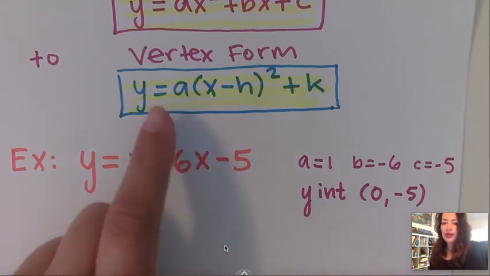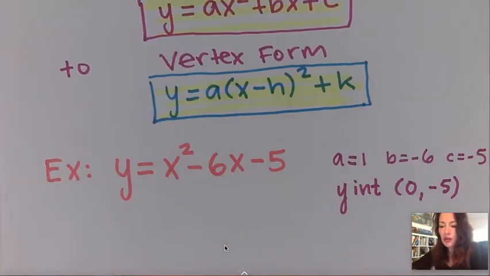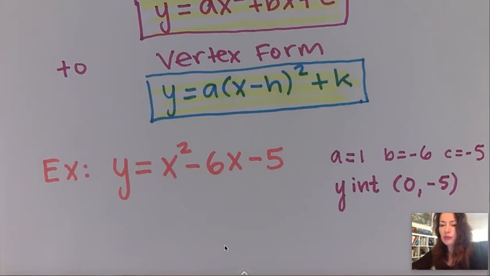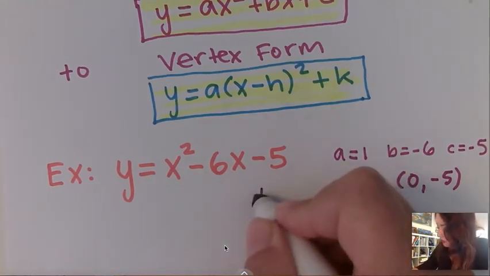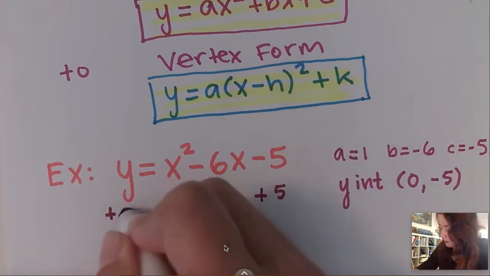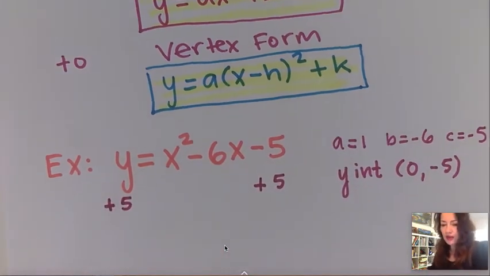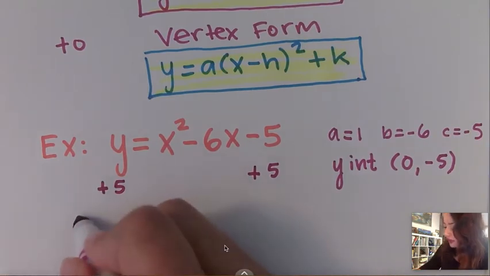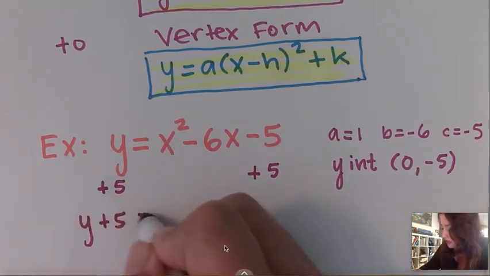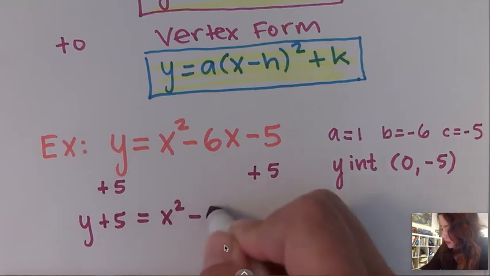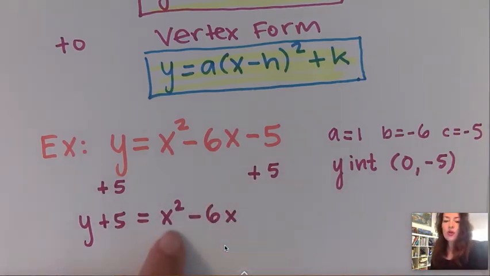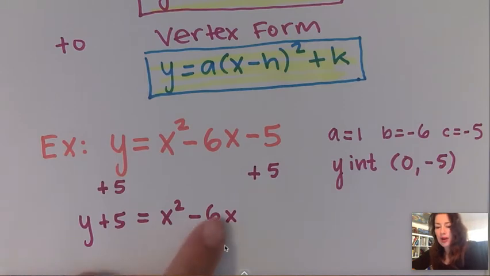But I want to rewrite this in vertex form. The first thing you want to do is bring your constant negative 5 to the other side of the equation, so we add 5 to both sides. Once I add 5 to both sides, I rewrite the equation as y plus 5 equals x squared minus 6x. Once we have our binomial on the right side, we want to create a perfect square trinomial.